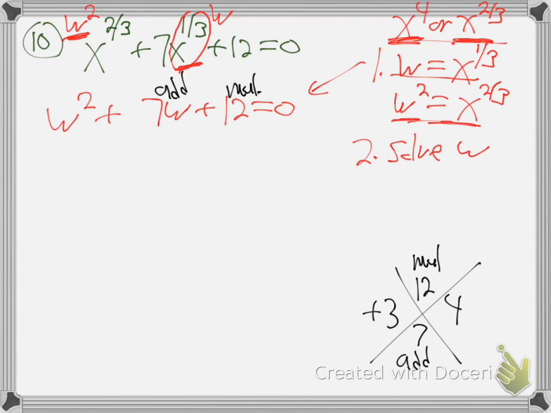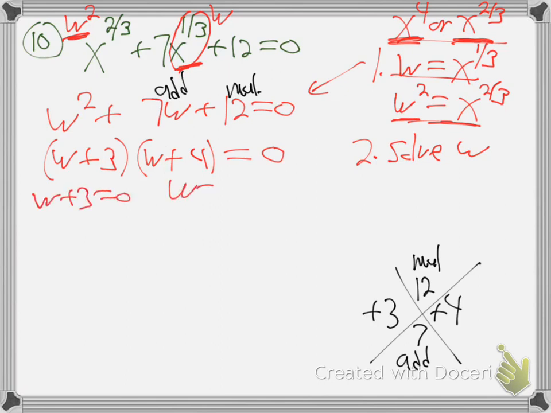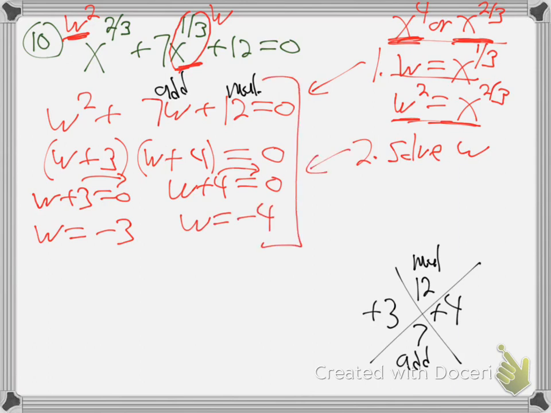3 times 4, both positive. Multiply to be 12, add to be 7. So that's x plus 3, x plus 4. Oh, sorry, w. We're in w now. We're not in x. We're in w. Forgot we changed to w, all right? And then you set each one equal to 0 separately. Remember, move it over, move it over. That's -3, -4. So now I'm done with the w work.